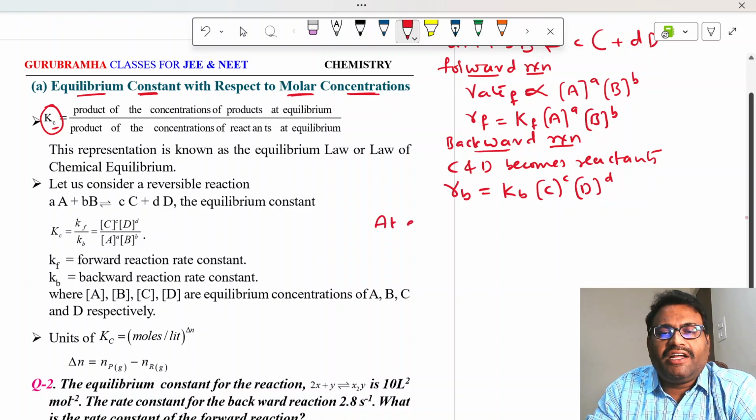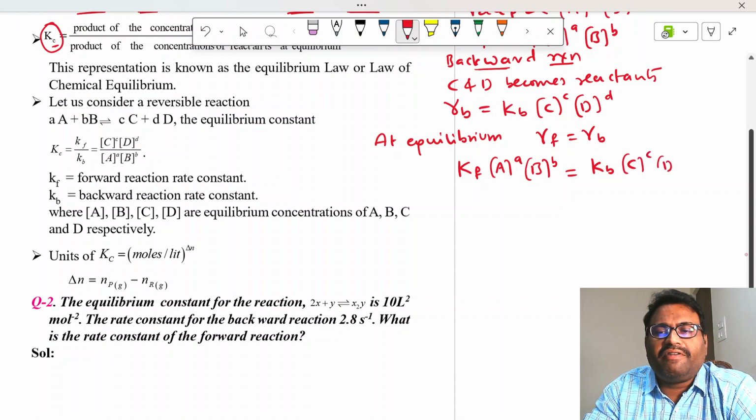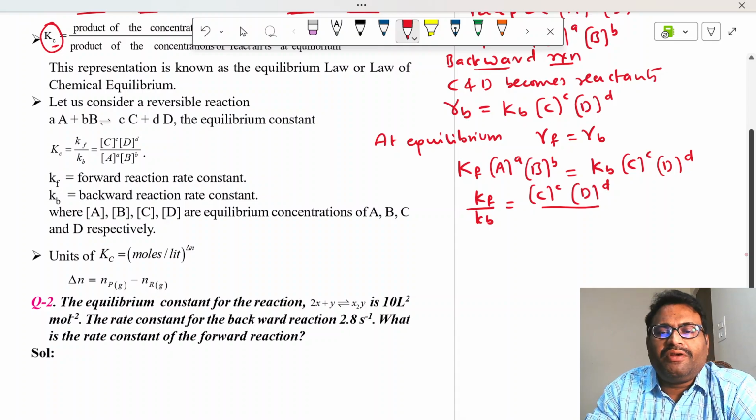And we know that at equilibrium, we have studied that the rate of forward reaction is equal to the rate of backward reaction. The rate of forward reaction is equal to Kf into concentration of A power a into B power b, which is equal to Kb into concentration of C power c and D power d. If I write Kf by Kb, it is equal to C power c into D power d by A power a into B power b.